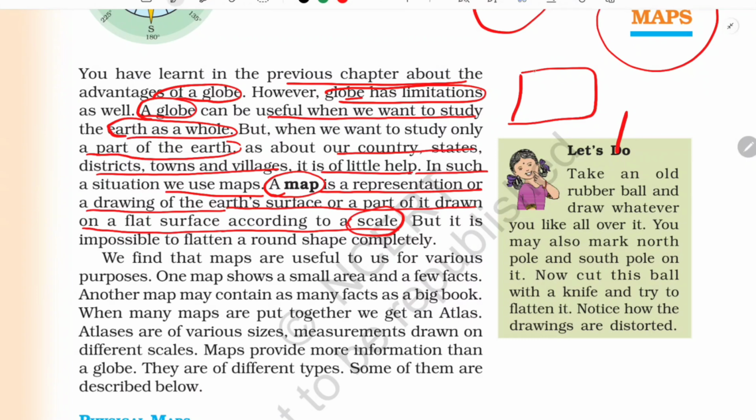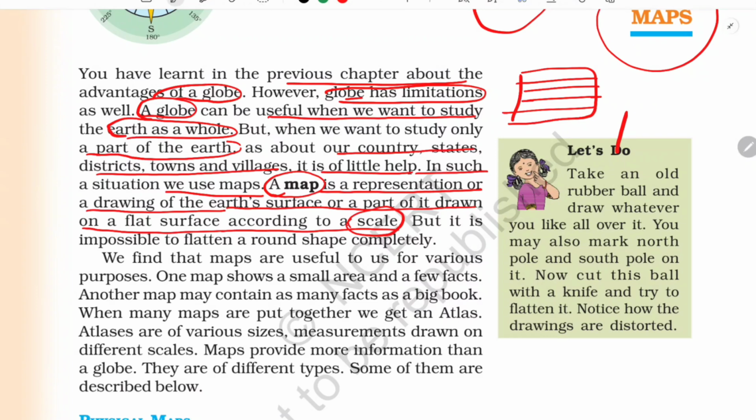And in a map you will find everything in more detail, because every part is given. You will find a map of every state, every country, every continent, in proper detail. So that is why a map is more useful, and it is a representation or a drawing of the earth's surface or a part of it. See, practically it is not possible for us to draw the whole of the earth here, isn't it? So we have tried to figure it out and draw a part of it.